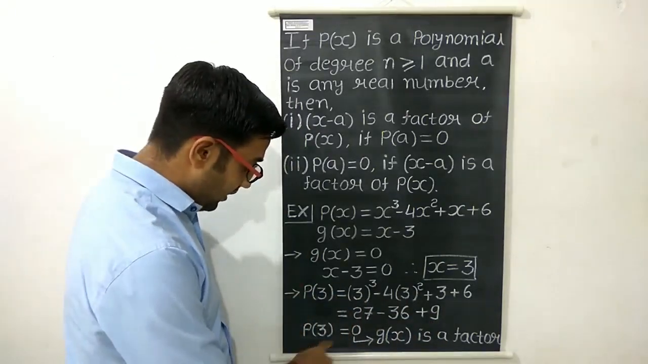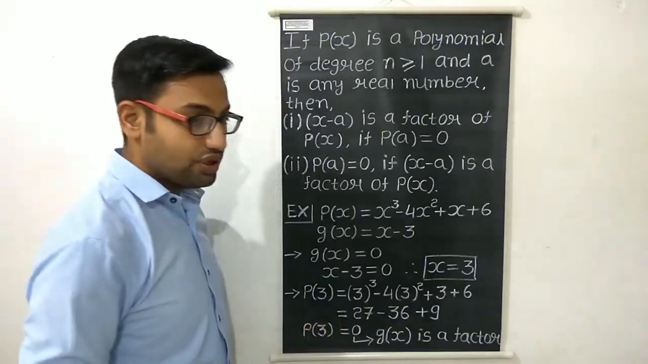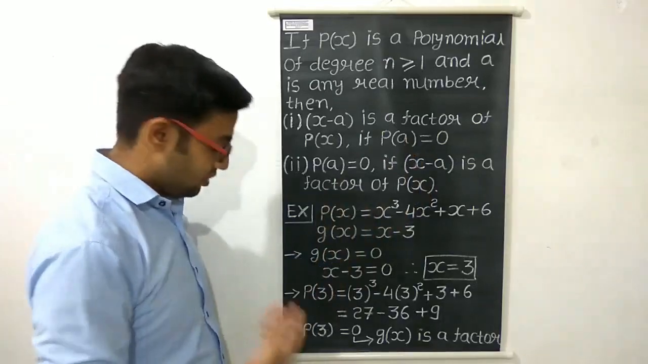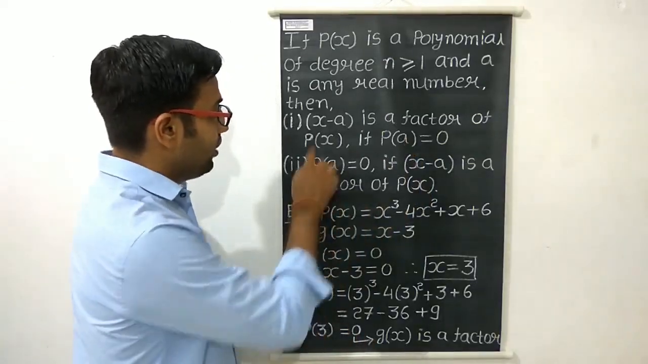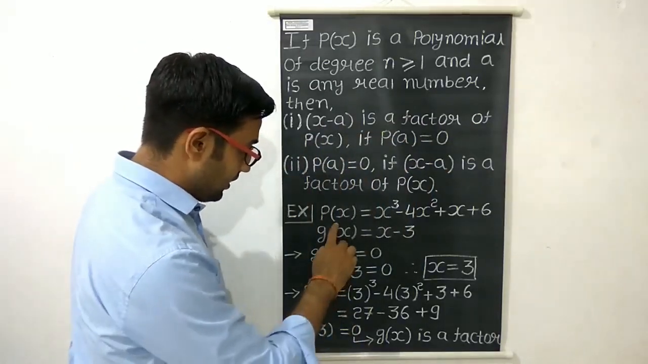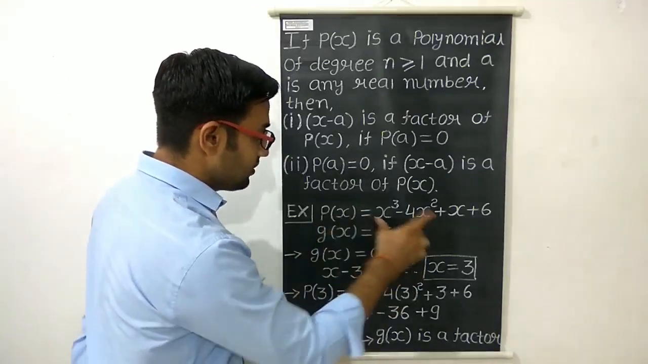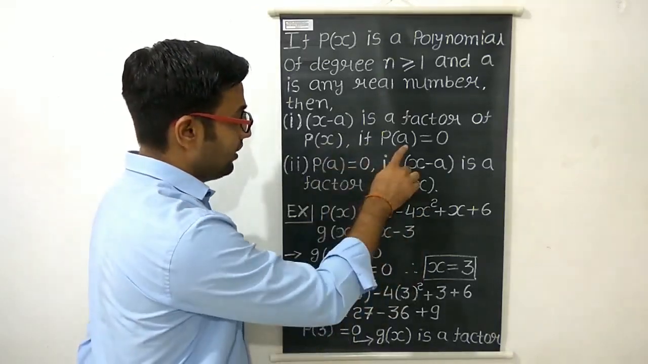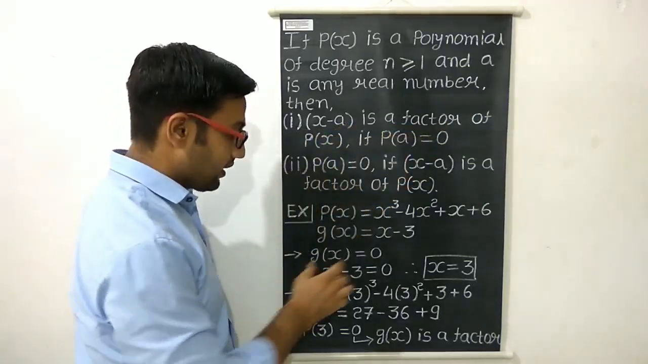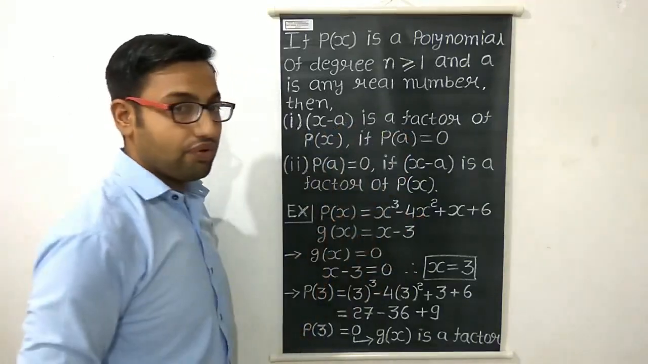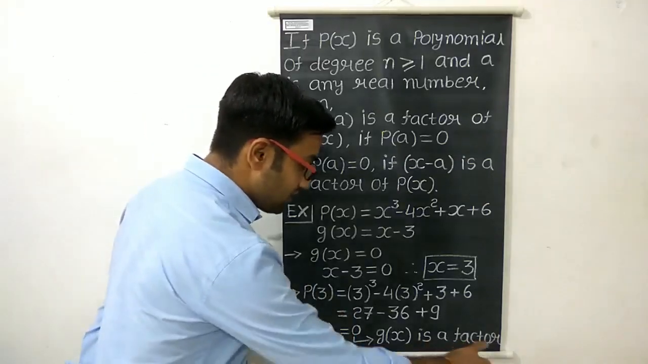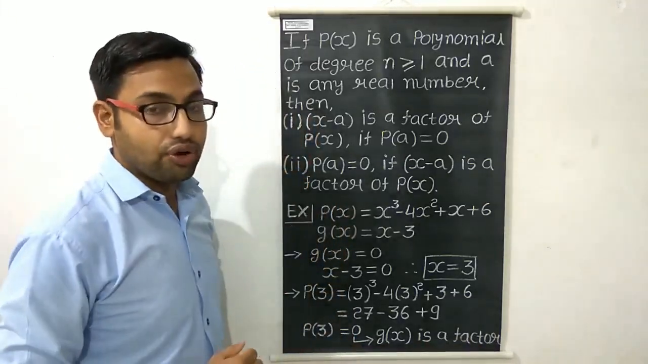So our remainder p of 3 is equal to 0, and according to the factor theorem, if p of a is equal to 0, so here p of 3 is equal to 0, then x minus a is a factor of p of x. That means x minus 3 is a factor of this polynomial. Instead of a, here we have 3. Why? Because the remainder is equal to 0. So we can say that g of x is a factor of the given polynomial.